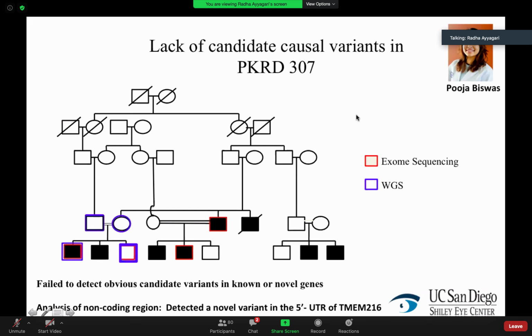So then we looked into the non-coding region, and we detected a novel variant in the upstream region of the gene TMEM216. This is a known inherited retinal dystrophy gene. But the limitation here is, as you all know, that we do not know the functional relevance of non-coding regions, and that is a major limitation, particularly in the case of eye tissue. Hence we wanted to make sure this has something to do with pathology, or that there are no other variants associated with the disease in this pedigree.